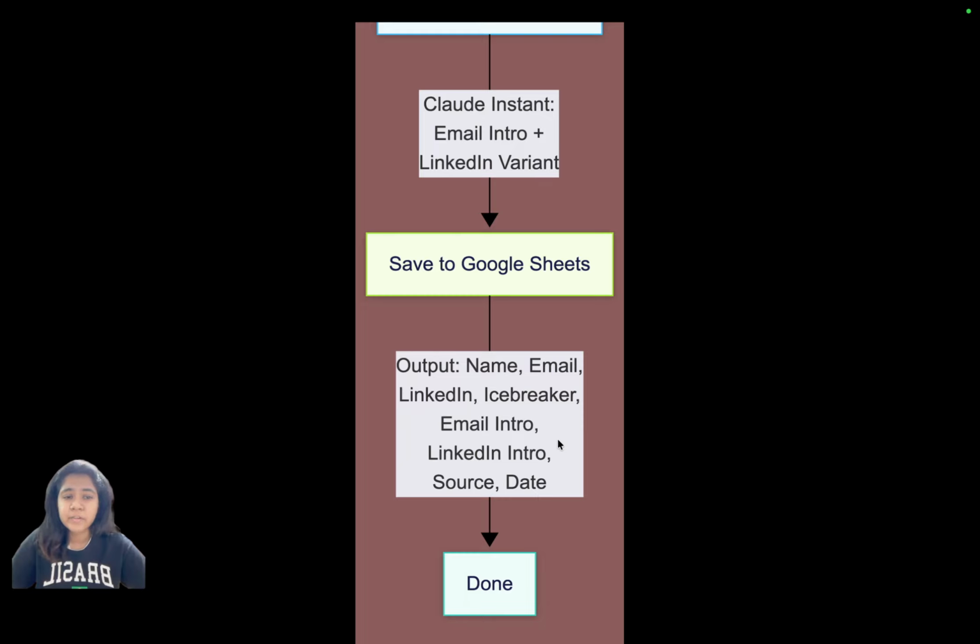Some people review every row before it goes out. Others let workflow 2 fire automatically. That's a personal choice depending on how much you trust the output.